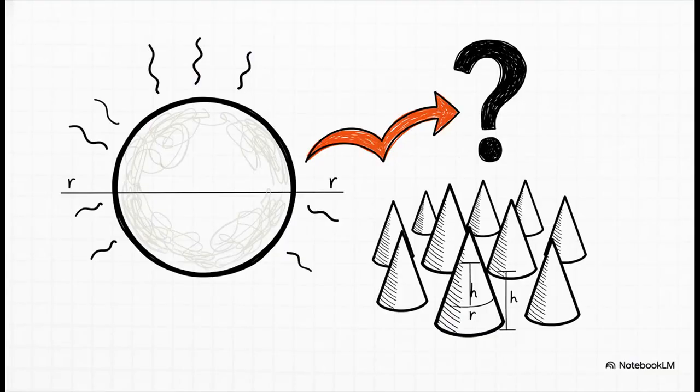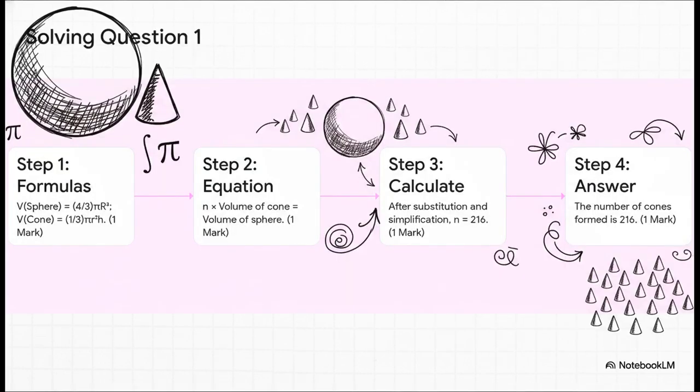First up, a classic type A problem. You've got a big solid sphere, and it's melted down to make a bunch of tiny little cones. They want to know, how many cones can you make? The absolute key to remember here is that the amount of metal, the volume, doesn't change. It's conserved. So here's how you nail it.